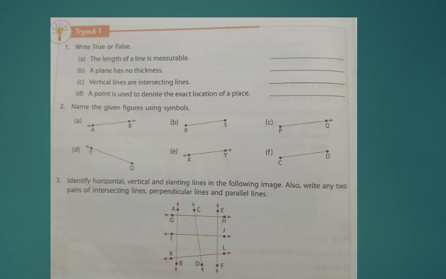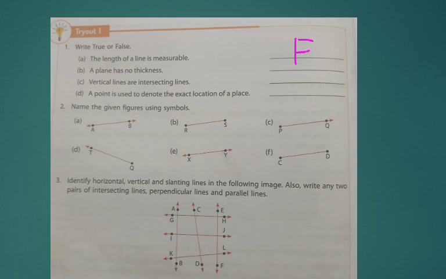Say true or false. Now I have shown how to measure a line by means of a scale. You have seen, no? So you can measure a line segment. But we can't measure the line because it has no end point. Therefore, the length of a line cannot be measured. A line segment can be measured. Therefore, the first one is false.